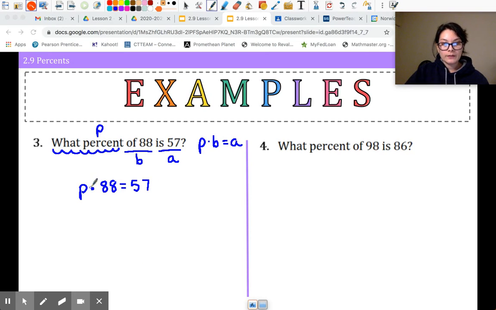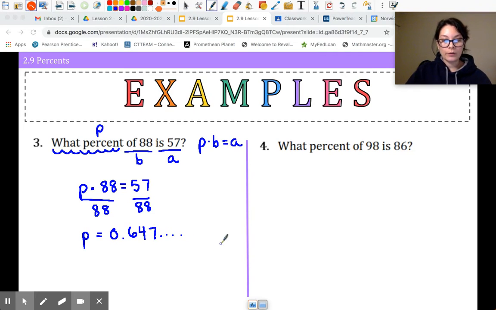So I see that there's a number being multiplied with my variable here. The inverse is to divide. Now when I do that, it's going to give me a decimal. 57 divided by 88 equals 0.647, and then it just keeps going.